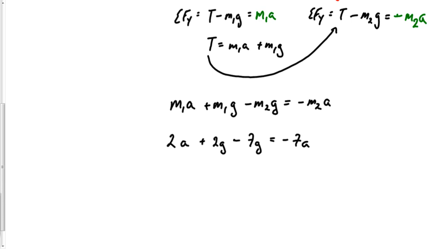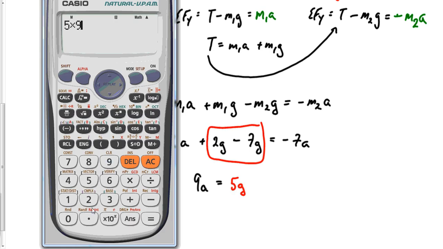So now we need to combine all our like terms. This is going to be 9A equals, and we need to take this and bring it to the other side. You could go ahead and multiply out your g's if you wanted to; I was just leaving them for now. So that would end up being 5g on the other side. And so 5 times 9.8, or 5 times g, divided by 9 equals 5.44.